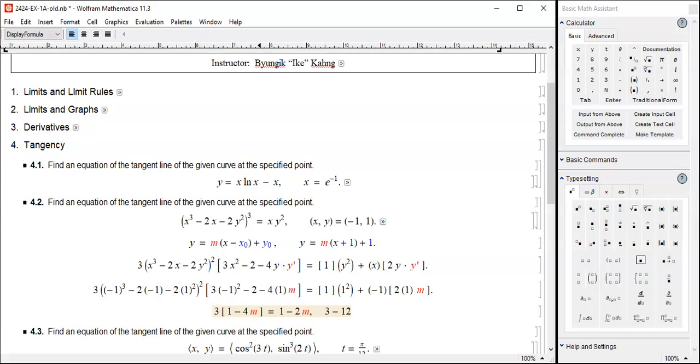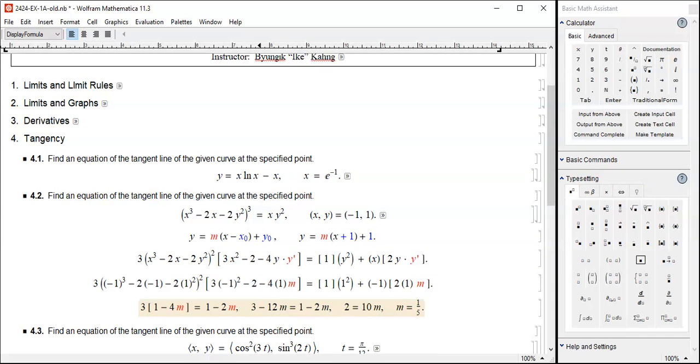3 minus 12m is equal to 1 minus 2m. So flip m to the right hand side, we are going to get 2 equals 10m. m is going to be 1/5. I hope my computation is correct. Please check.